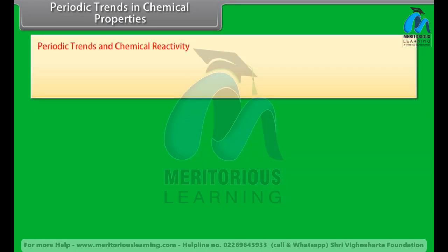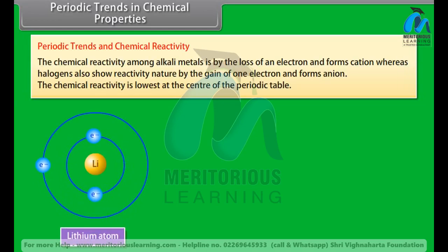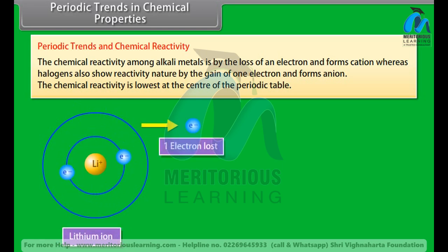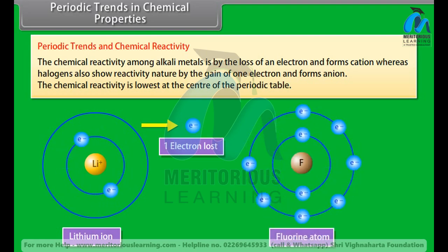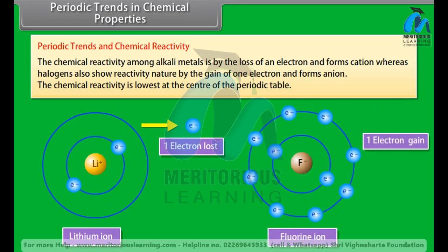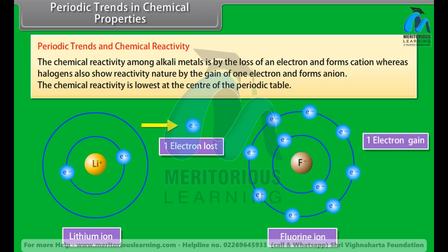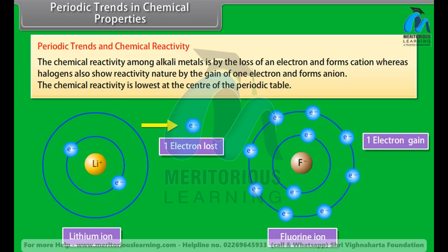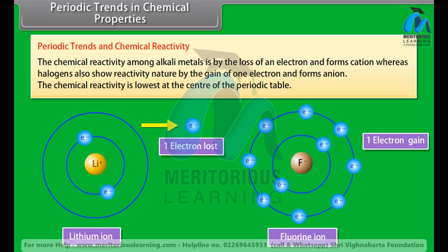Periodic trends and chemical reactivity. The chemical reactivity of alkali metals is by the loss of an electron, forming a cation, whereas halogens also show reactivity by the gain of one electron, forming an anion. The chemical reactivity is lowest at the center of the periodic table.